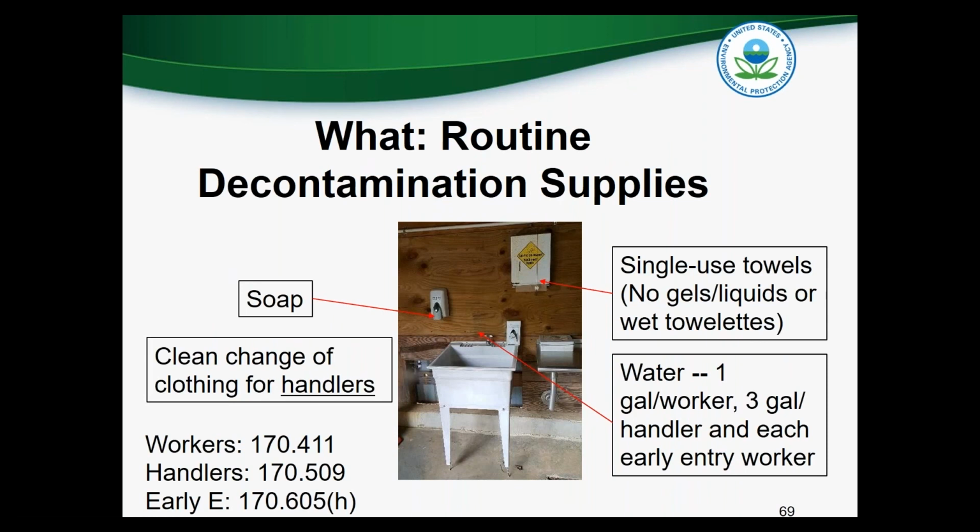So how much water is needed? It has to be sufficient to do the job. Now the regs say that it has to be 1 gallon per worker and 3 gallons per handler, an early entry worker, at the beginning of their work period. But obviously it's not going to be okay if 2 hours into the work shift all the decontamination water is gone. The employers will need to replenish those water supplies so it's still available and sufficient should there be a need for decontamination. Next slide.